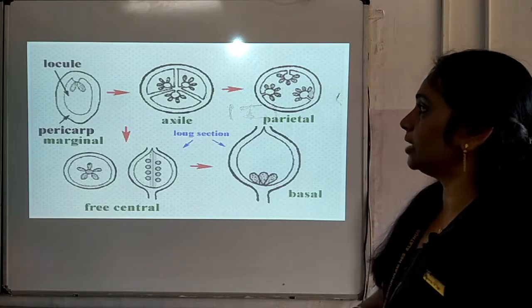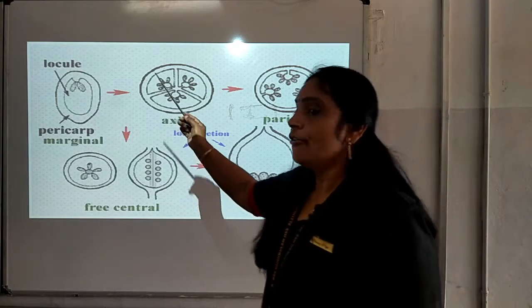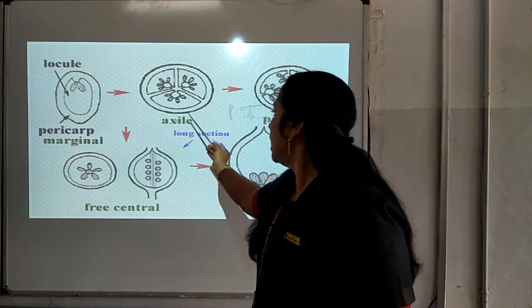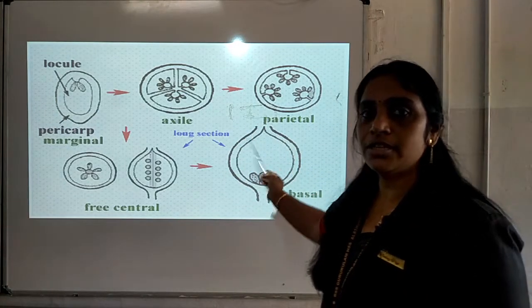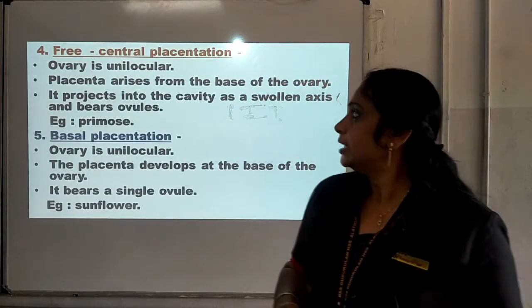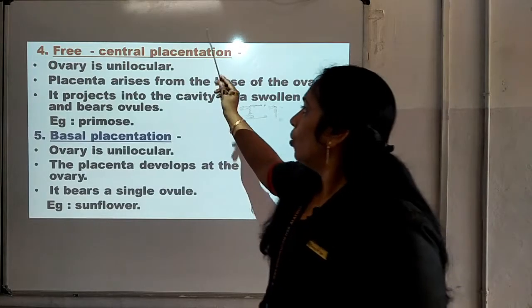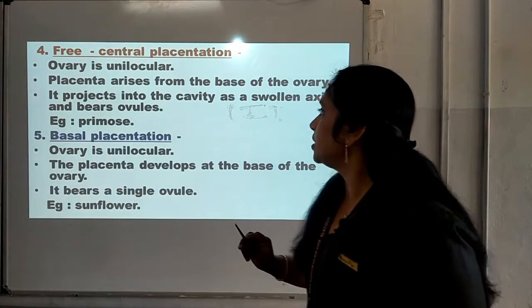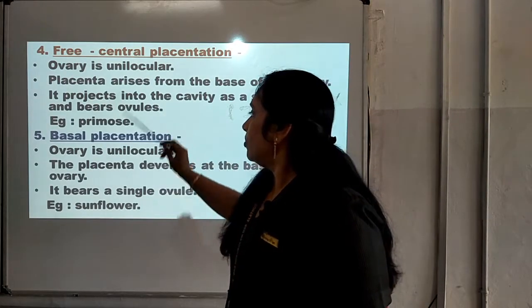You would have understood that part also, and related to these placentations we have seen the figures also: marginal, axial, parietal, free central as well as basal. These figures are very important, my dear children, you have to study them. The fourth one is free central placentation. Here the ovary is unilocular, and the example is primrose.